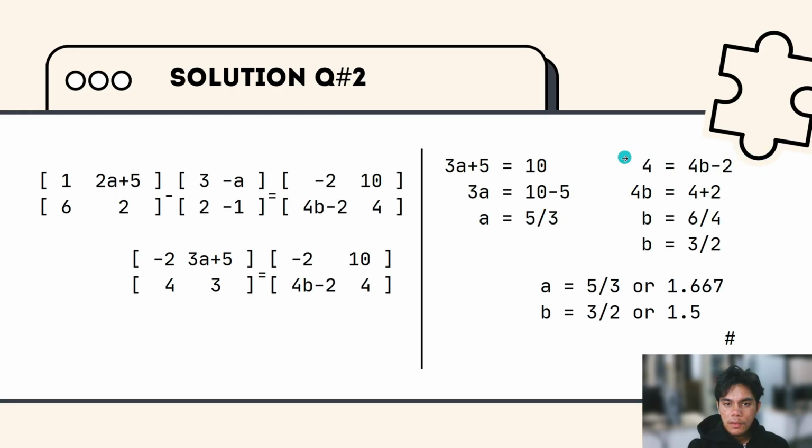And then for this equation, we move this over here. So we get 4B equals 4 plus 2. So 4 plus 2 is 6, and then we divide it by 4. Then we get 3 over 2. So the final answer for this question is A equals 5 over 3 or 1.667, and B equals 3 over 2 or 1.5.